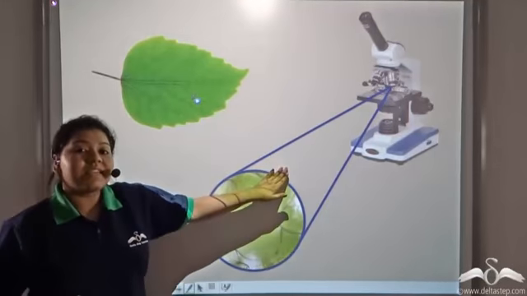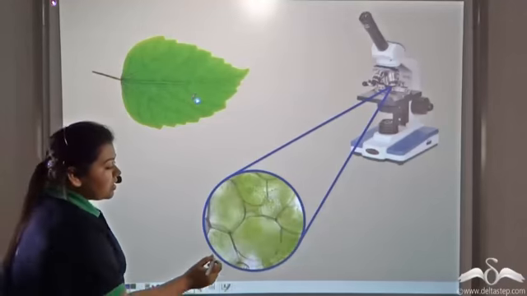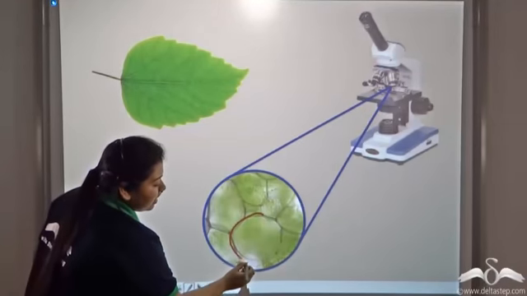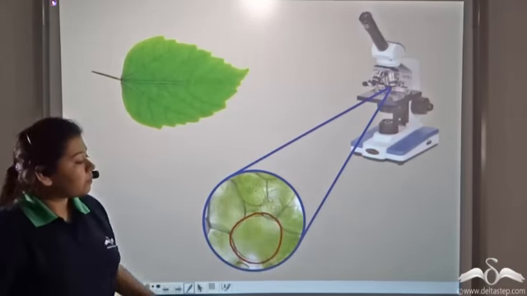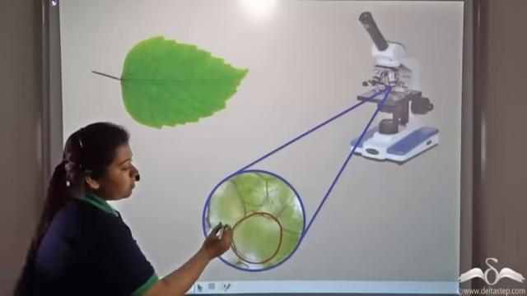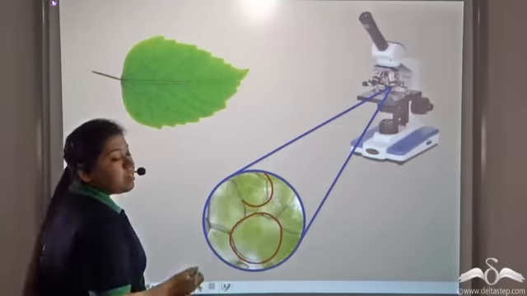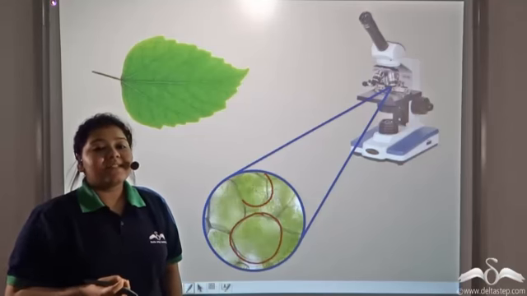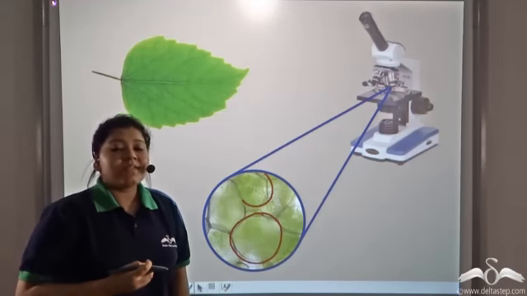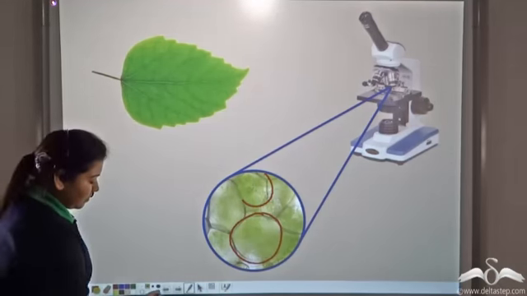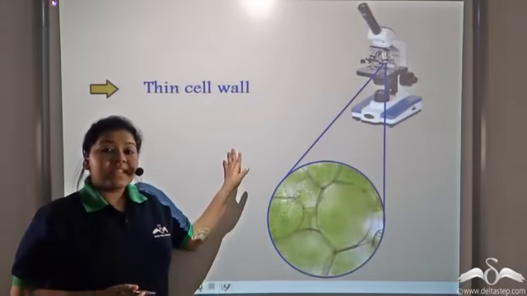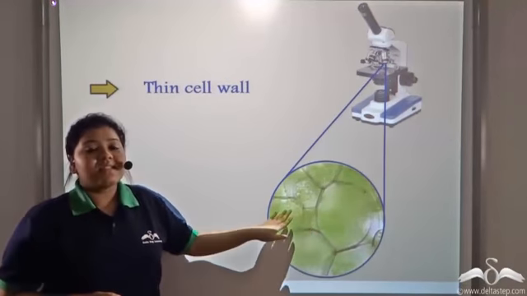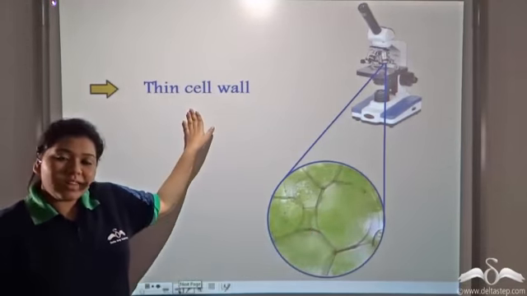You can see the leaf cells. Now notice the leaf cells have a very thin cell wall. See, this cell also has a very thin cell wall. So the thin wall in the leaf cells is what gives flexibility to the leaf. So these cells that are present in the leaves have a thin cell wall.